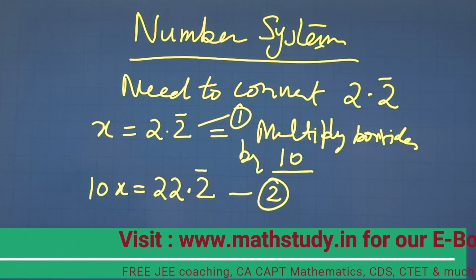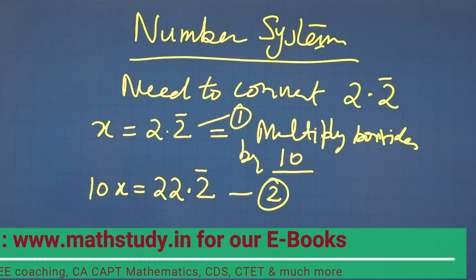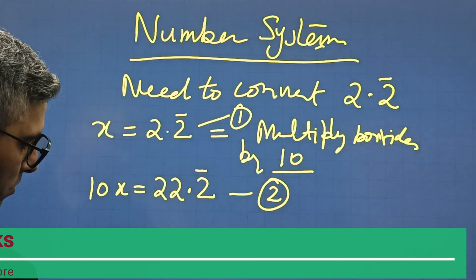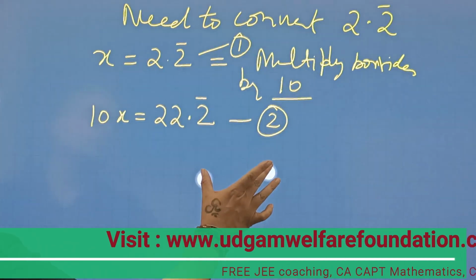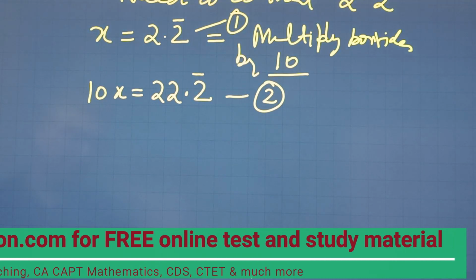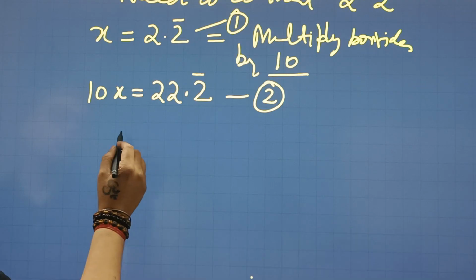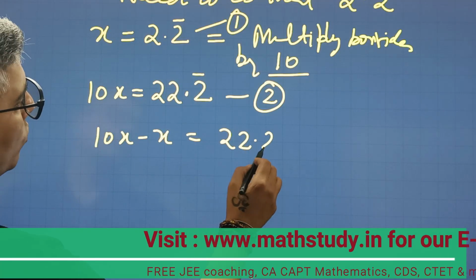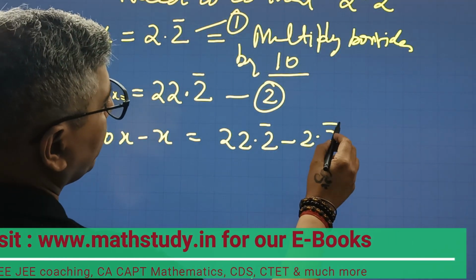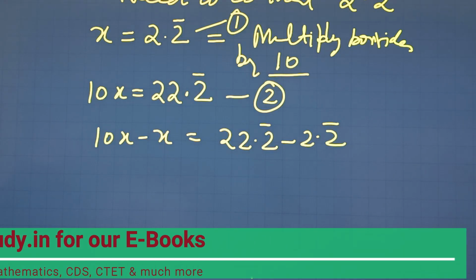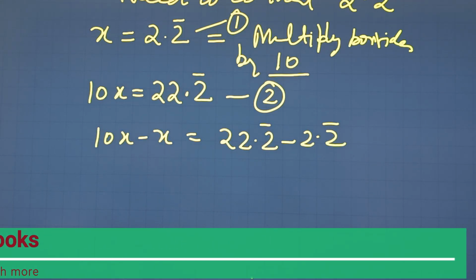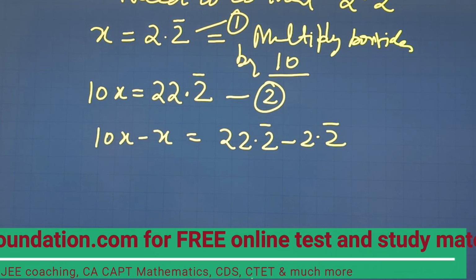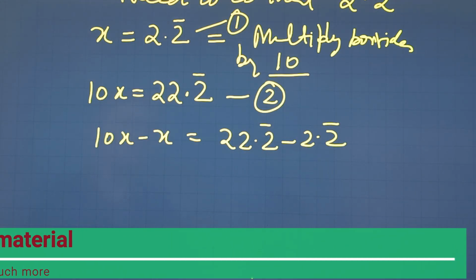So we are going to subtract equation number 1 from equation number 2. Very simple. So let's make some space here. We'll get 10x minus x equals 22.2 bar minus 2.2 bar. By multiplying our equation by 10, we are getting the same number after the decimal. So this is the main concept to convert a recurring decimal number into P upon Q form.